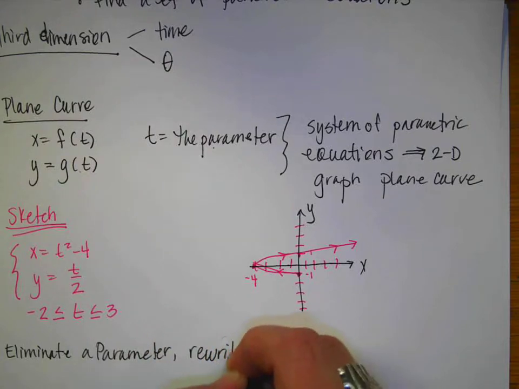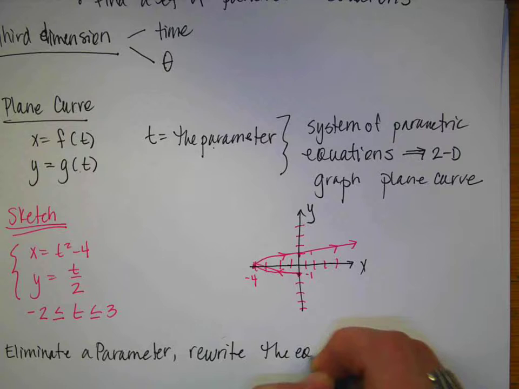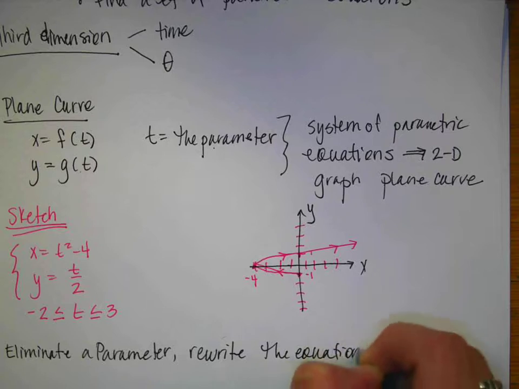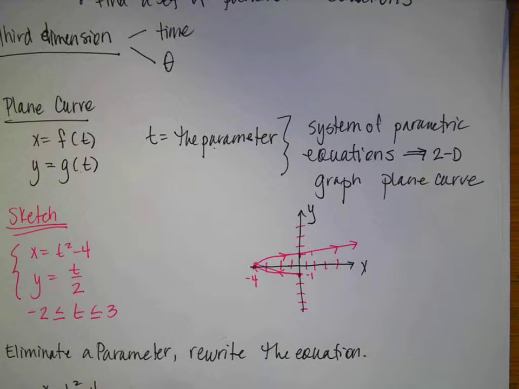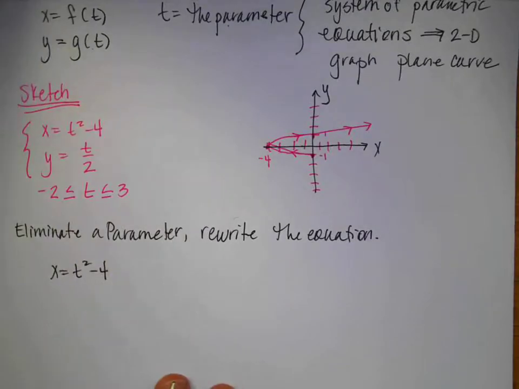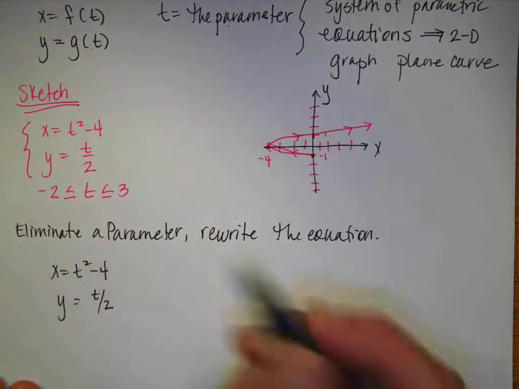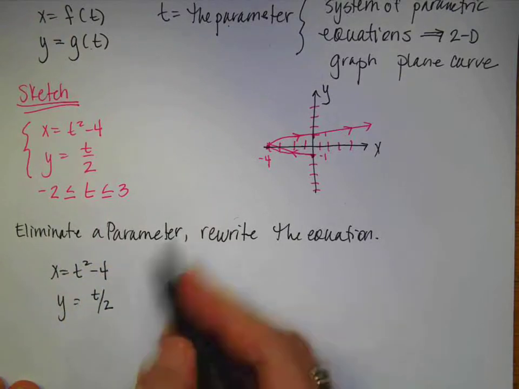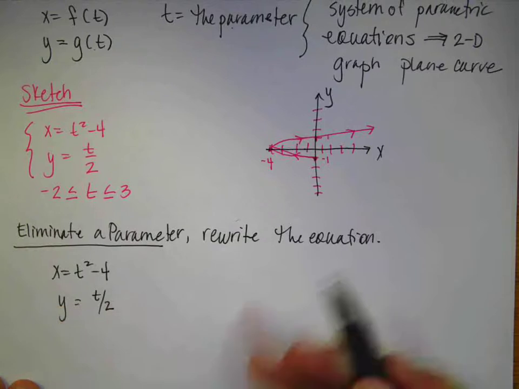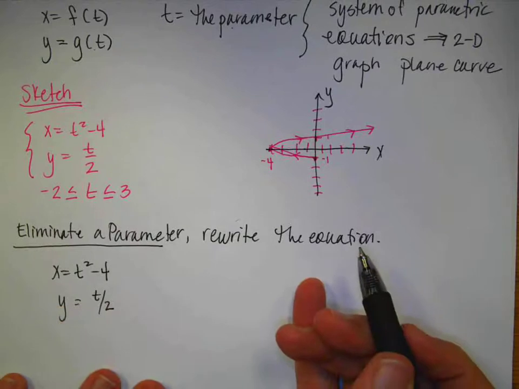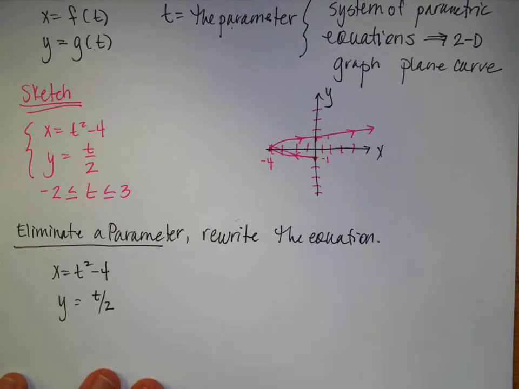and then rewrite the equation. All right. So let's say I've been given x is equal to t squared minus 4, except you can't see it. Sorry, my bad. And I have y is equal to t over 2. And I want to eliminate the parameter. Okay, well, the additional parameter in this particular equation is time.